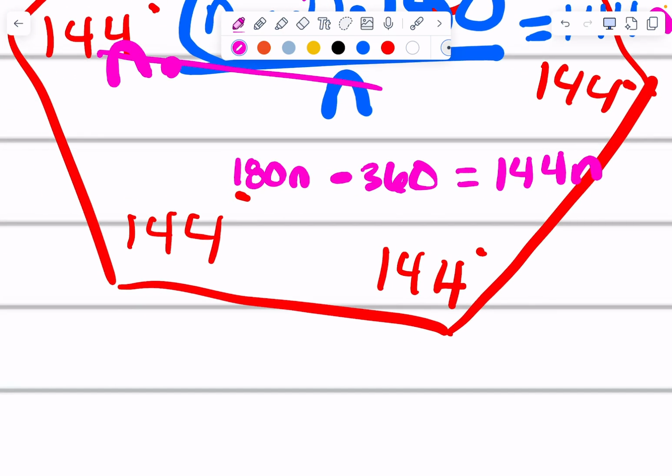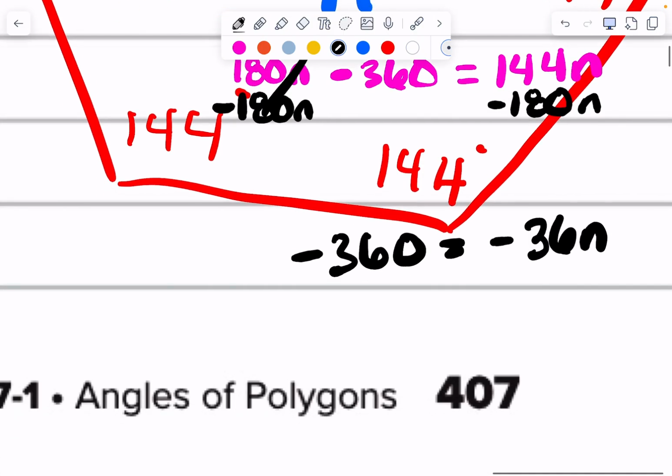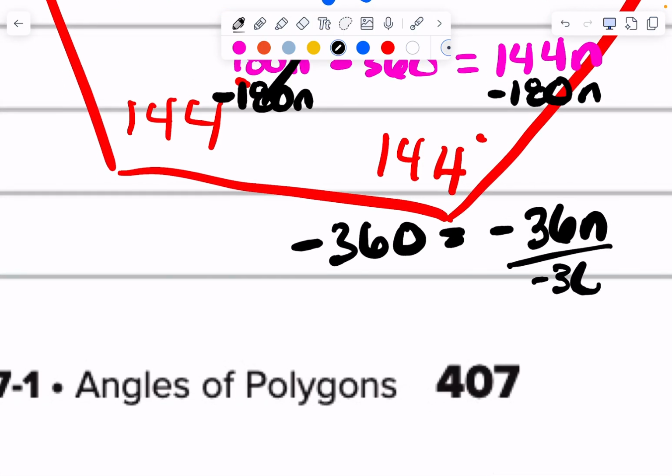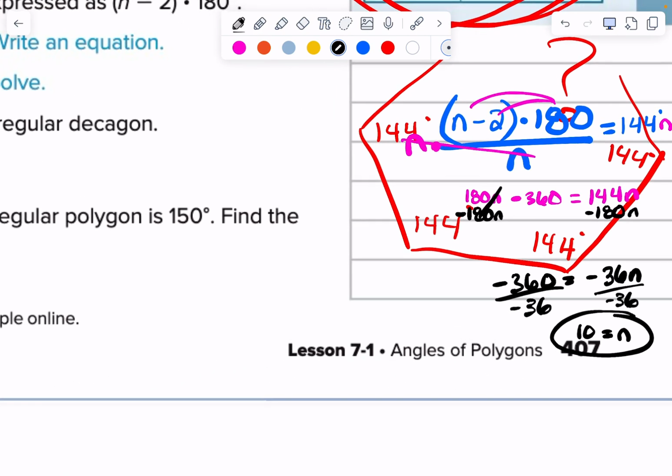Then what? I'm going to subtract 180n. We're going to end up with negatives, but it's going to be fine. So I have negative 360 equals negative 36n. And divide by negative 36. So if each angle is 144, how many sides does this thing have? 10 sides.